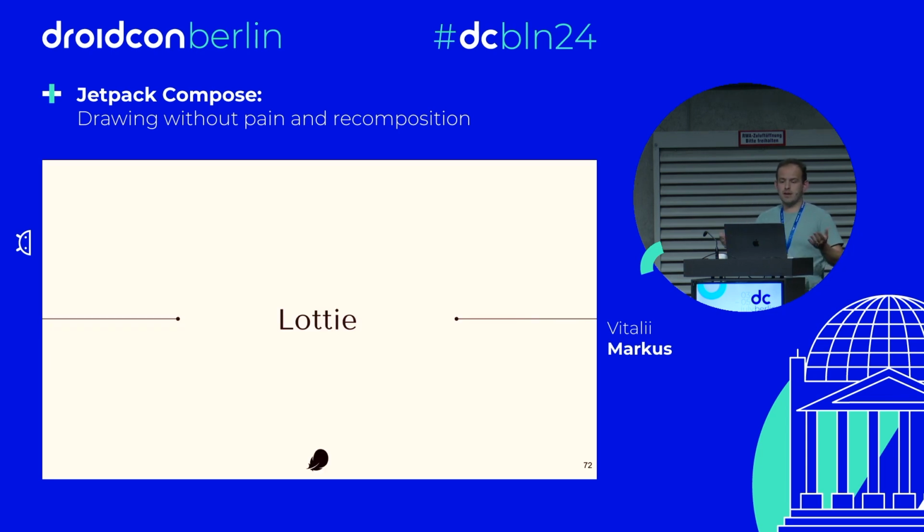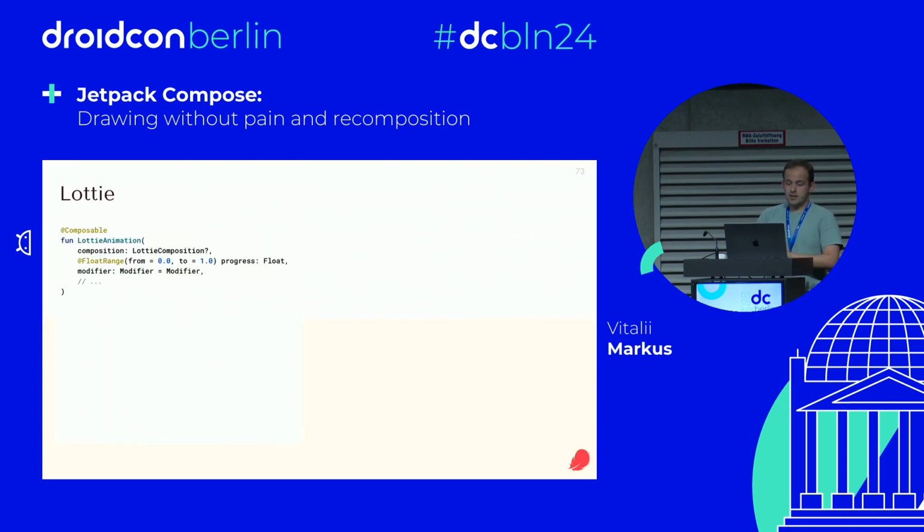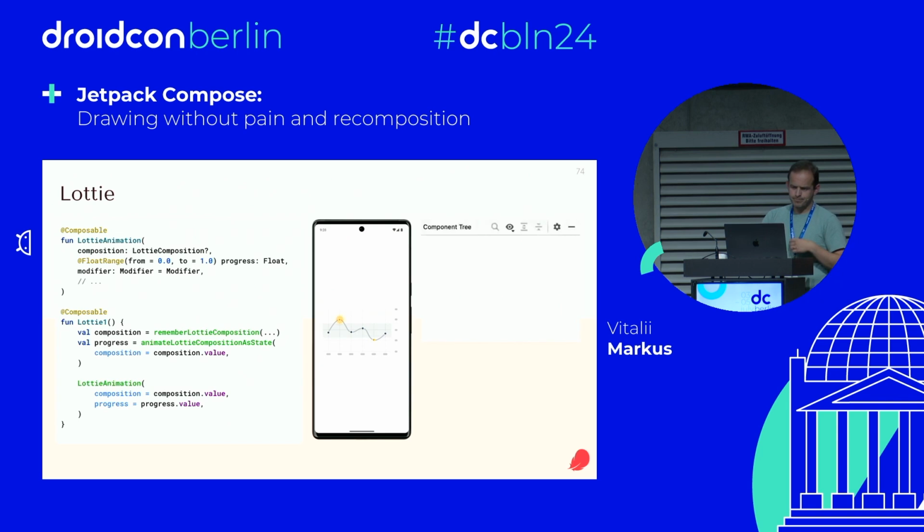Let's go to the next example. In our application, we use Lottie quite a lot. And let's try to understand how it works. This slide shows the composable function for Lottie animation. It takes Lottie composition and a progress value from 0 to 1. To call this composable function, we have to create Lottie composition with the required resources and animate it as a state. The state contains a progress value, which we pass to the function.